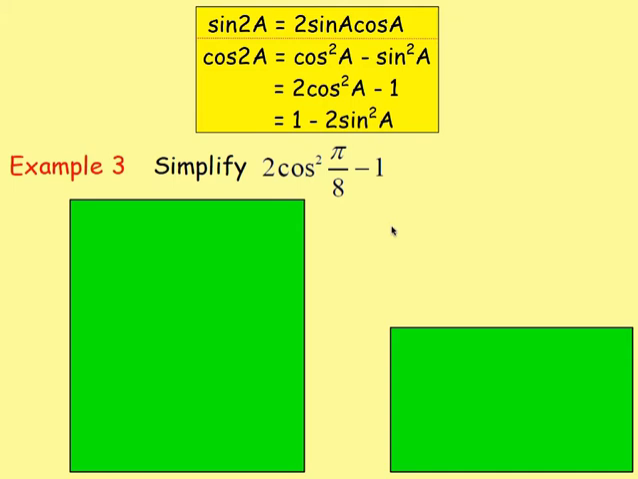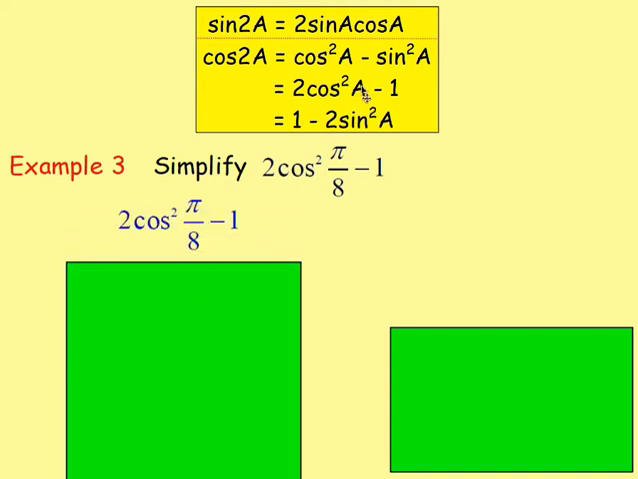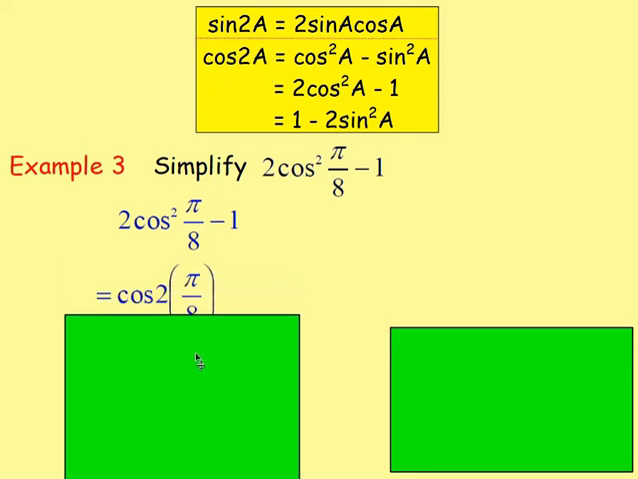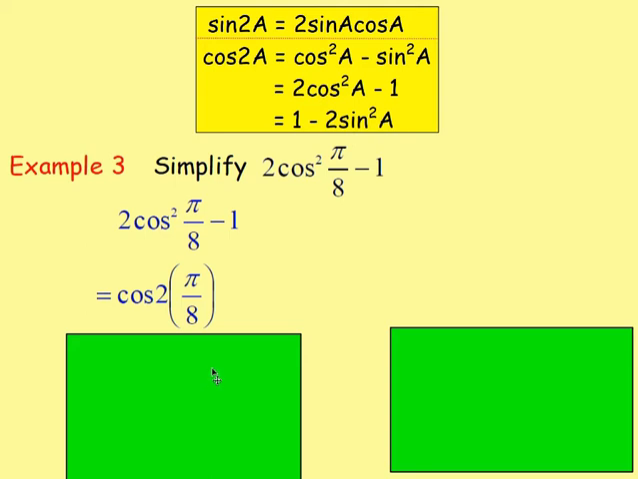Example 3. Simplify 2 cos squared pi over 8, take away 1. Andrew, what would you do? Good. Again, you want to use one of these formulas. Andrew, which one would you use? Good. You want to use this one here, the 2 cos squared a, take away 1, because we have it in the form of 2 cos squared something, take away 1, but we're replacing the a with pi over 8. So write that as your left-hand side, but replace a with pi over 8. So we end up with cos 2 pi over 8.